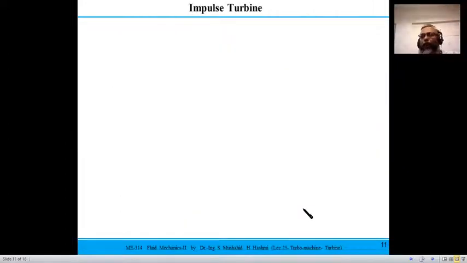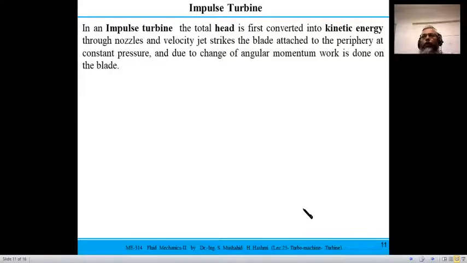Now we formally define the different types of turbines, starting with the impulse turbine. The definition of an impulse turbine is based on its energy conversion process. In hydraulic turbines, the available energy is in the form of the total head, meaning whatever potential head, kinetic head and elevation head you have. Whatever energy is available in the water stream has to be converted into kinetic energy through the nozzles, and that velocity jet strikes the blade attached to the periphery. No pressure drop takes place in the blade, so pressure is constant through the blade passage.